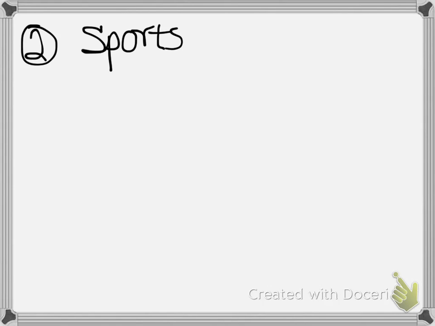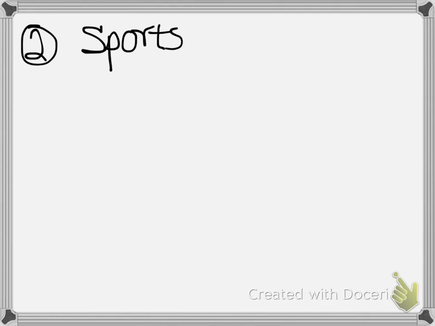Alright, so the second problem is sports. At the end of the 2000 baseball season, the New York Yankees and the Cincinnati Reds had won a total of 31 World Series. The Yankees had won 5.2 times as many World Series as the Reds. So we want to write a system that represents the situation.